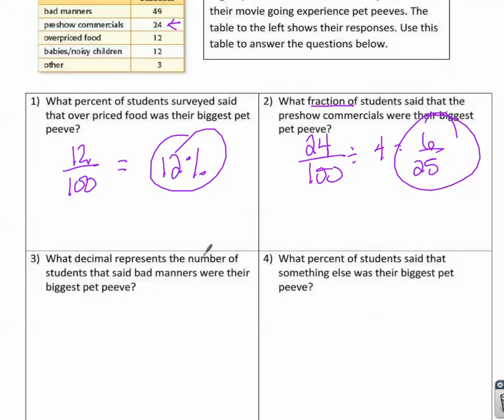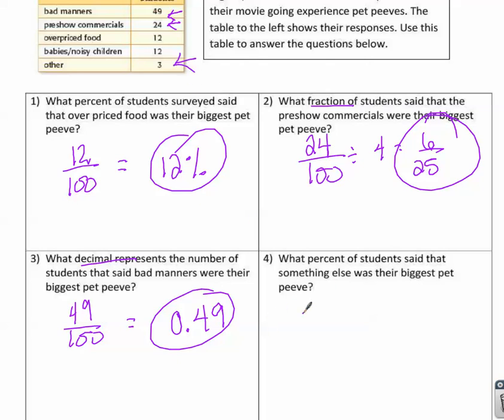What decimal represents the number of students that said bad manners? So I'm going to come up here. You have 49 students out of 100. Either long divide to get the decimal, or if you read this, this is 49 hundredths, which is 0.49. What percent of students said that something else was there? So other. You have 3 out of 100, and you need that percent, which is going to be 3%.